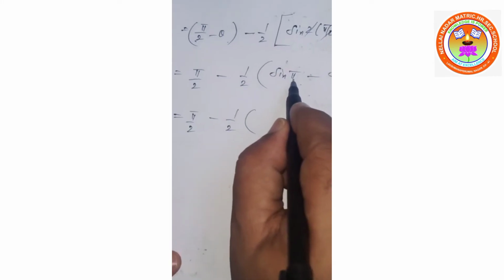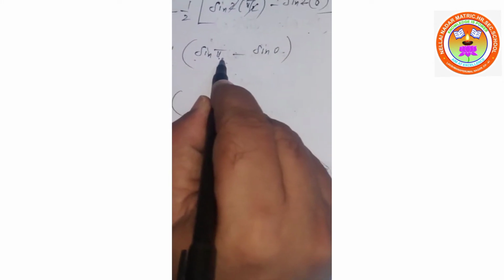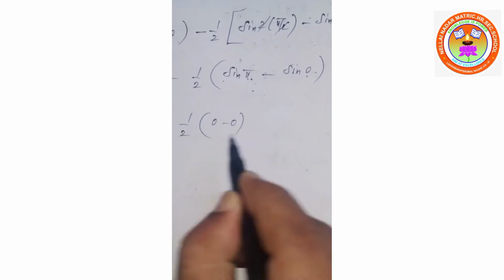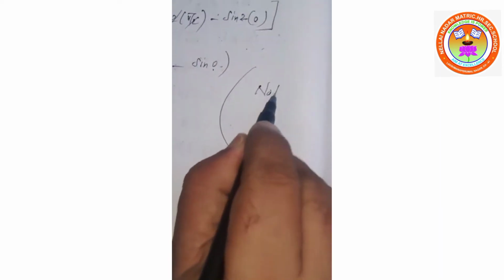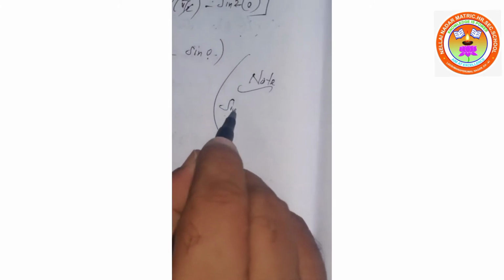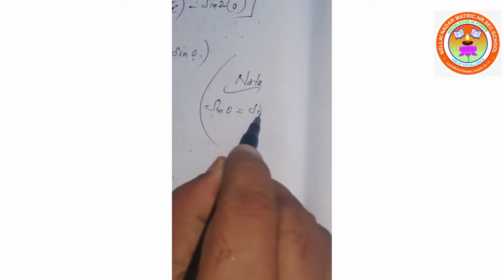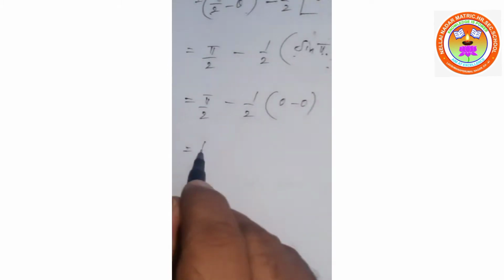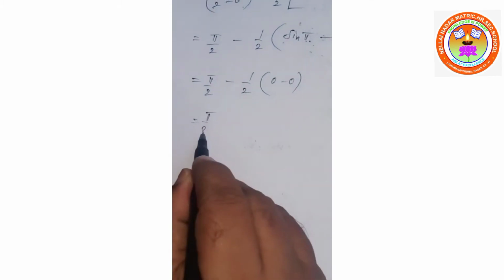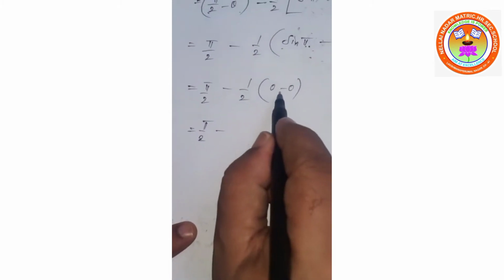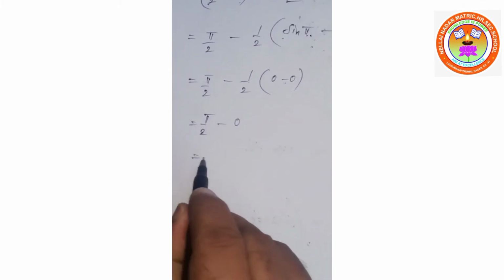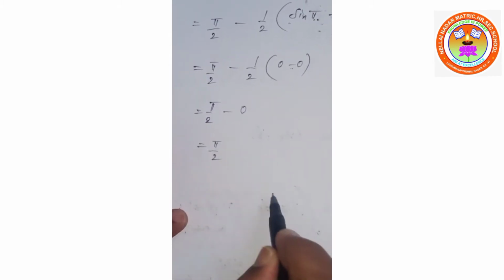Pi means 180 degrees. Sin 180 degrees equals 0. Sin 0 value is also 0. 0 minus 0. Note: remember, sin 0 and sin 180 both equal 0. Equals pi by 2 minus 0 minus 0, 0. 0 into anything is 0. So the final answer is pi by 2.